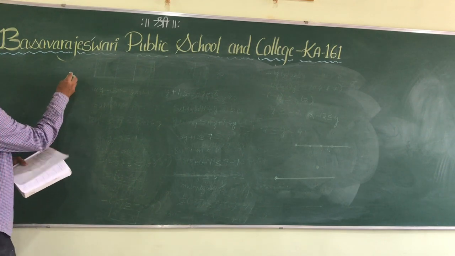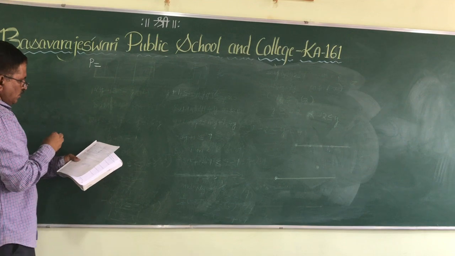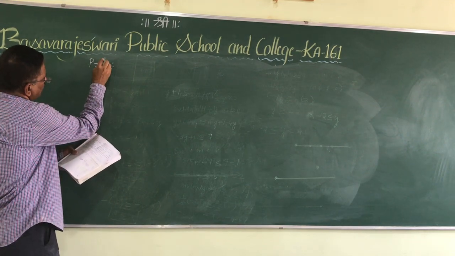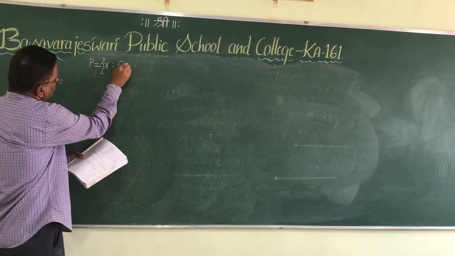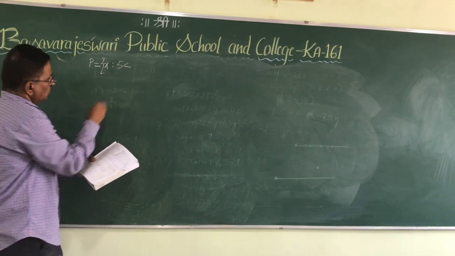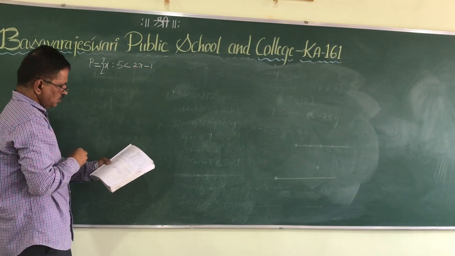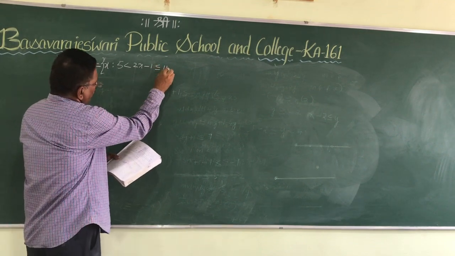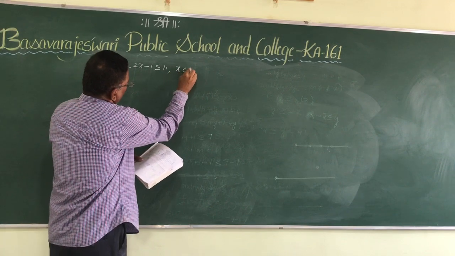he has given P is equal to x such that 5 is less than 2x minus 1, which is less than or equal to 11, comma, x belongs to R.